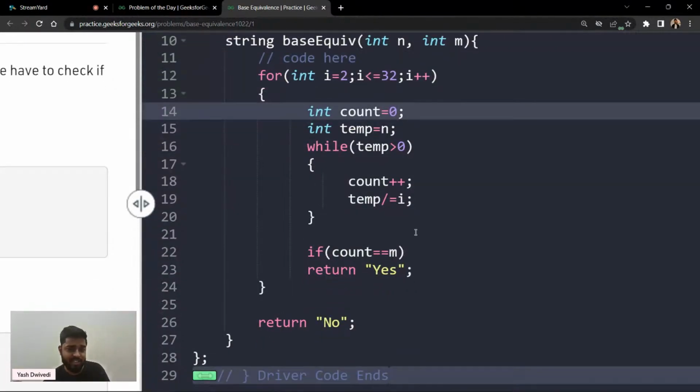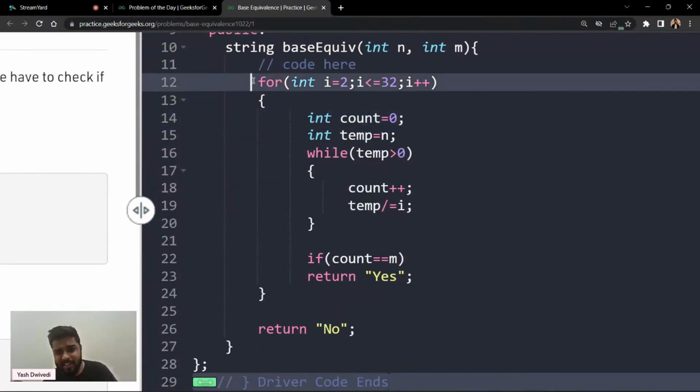Now Rishit is asking what the time complexity is. You can understand that what I'm doing is basically iterating from 1 to 32.